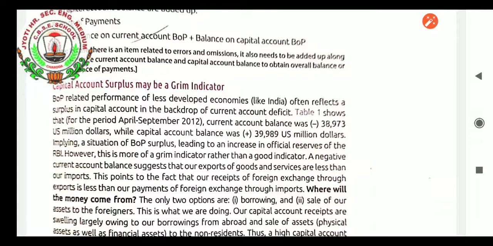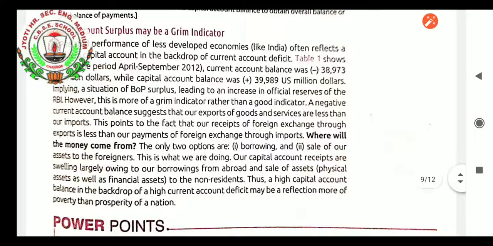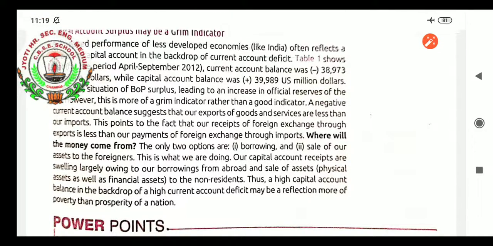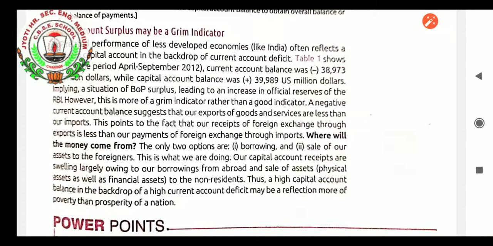This is what we are doing, but it must not be done, because if we are borrowing, our credit at the international level will be affected, which is more dangerous for our country, and if we sell our assets, our assets will become less. So our capital account receipts are swelling largely owing to our borrowings from abroad and sale of assets, physical assets as well as financial assets, to the non-resident. Thus, a high capital account balance in the backdrop of a high current account deficit may be a reflection more of poverty than prosperity of a nation.